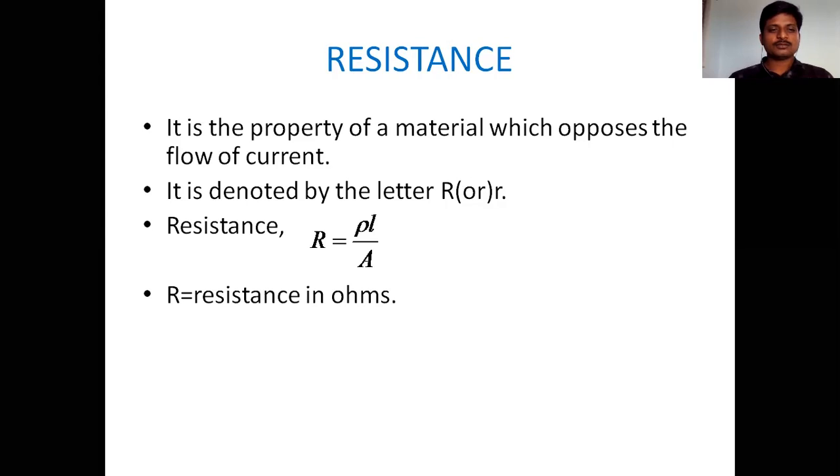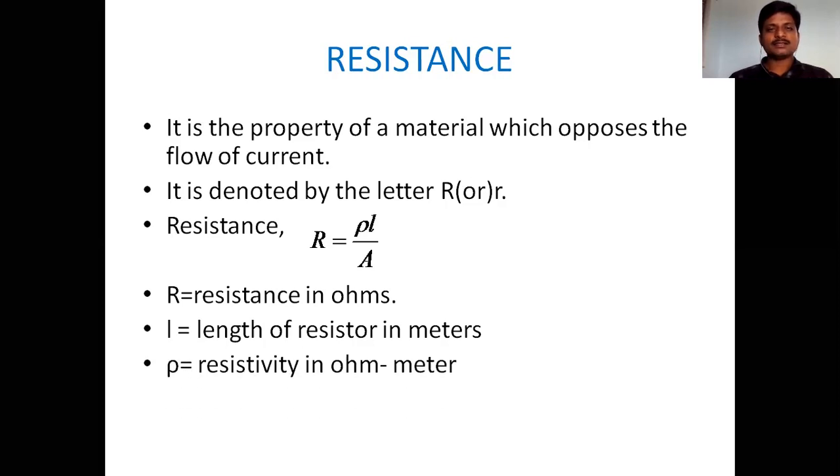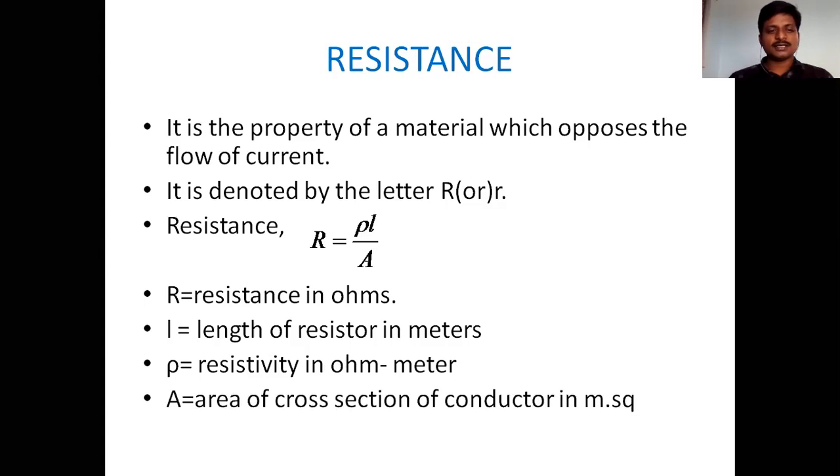Here R is resistance and the unit of resistance is ohms. L is the length of the conductor in meters or sometimes centimeters, it doesn't matter. Next, rho is the resistivity of the material in ohm meter, resistivity or specific resistance, whatever it is. Next, area of cross section is denoted by A. These are the terms you need to know in the expression of resistance.